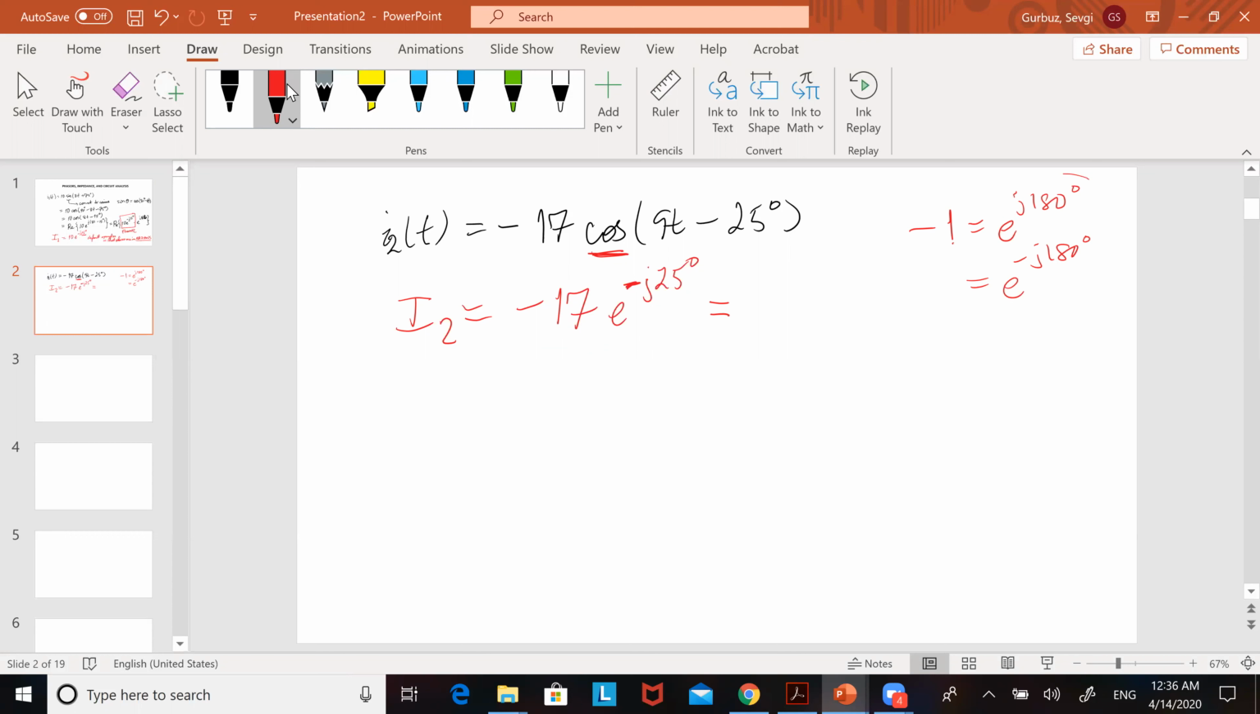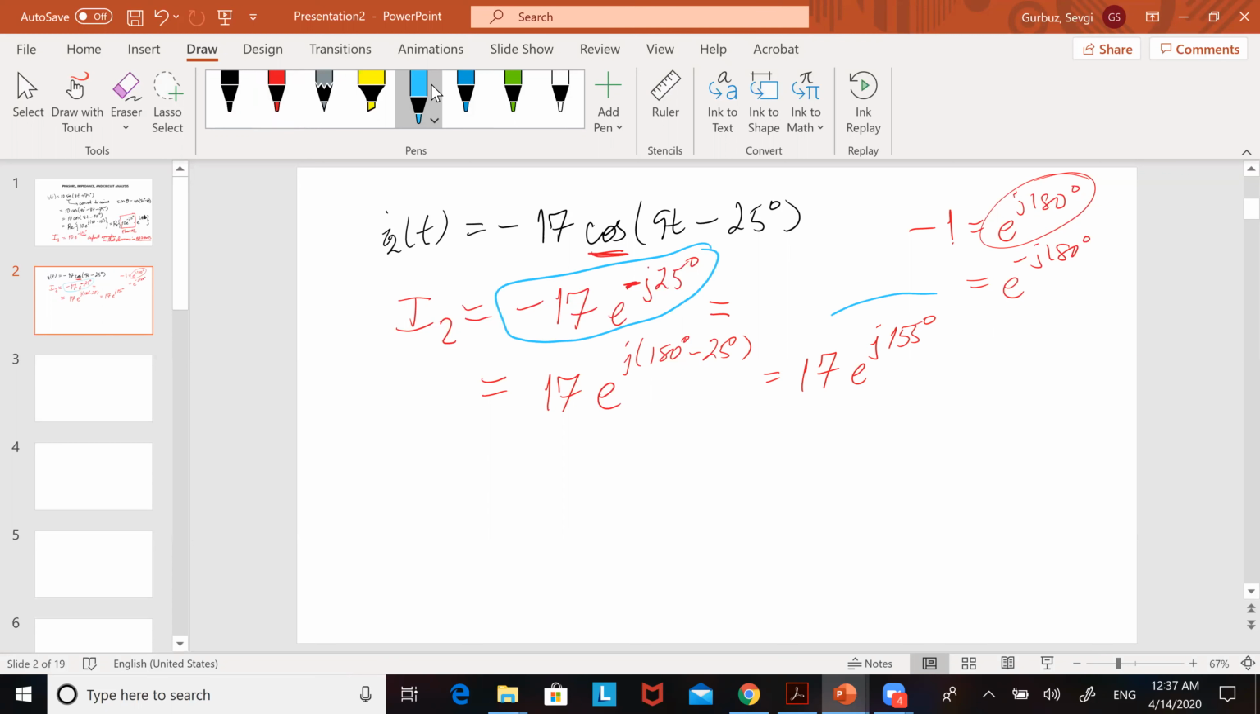If we use the relation that it's e to the j 180 degrees, then we can also write I2 as simply a positive 17 times e to the j, and now we have to take 180 degrees minus 25 degrees, and I believe this will give us 17e to the j 155 degrees. Okay, so both of these two forms here are acceptable ways of writing the phasor for I2.